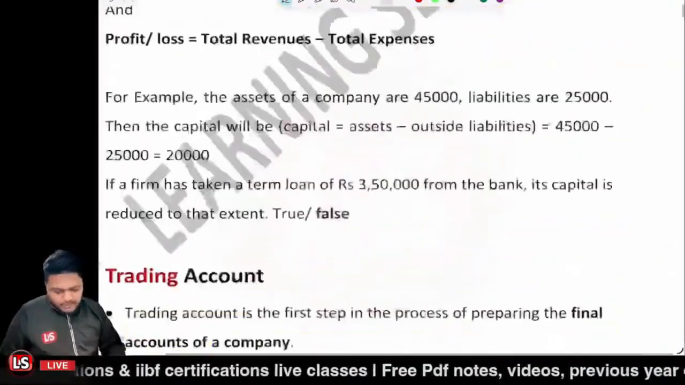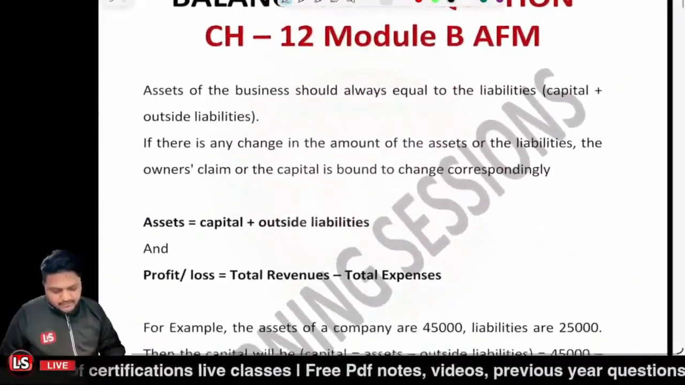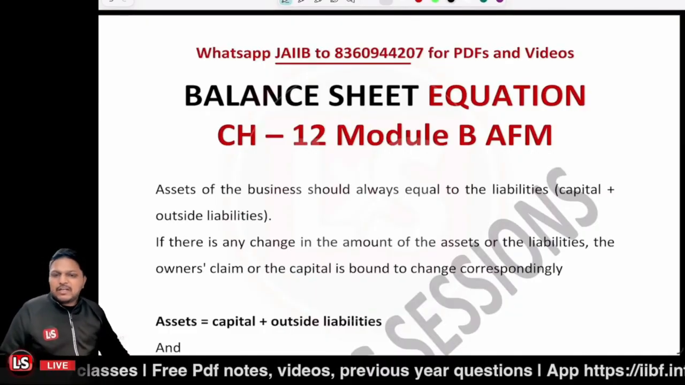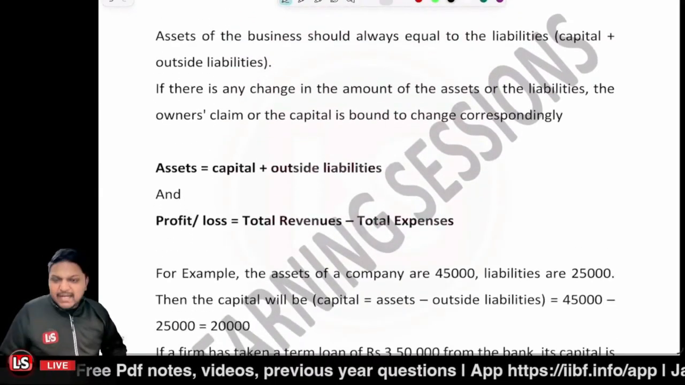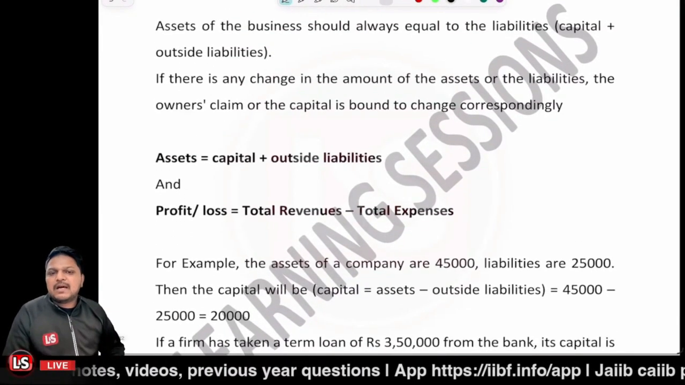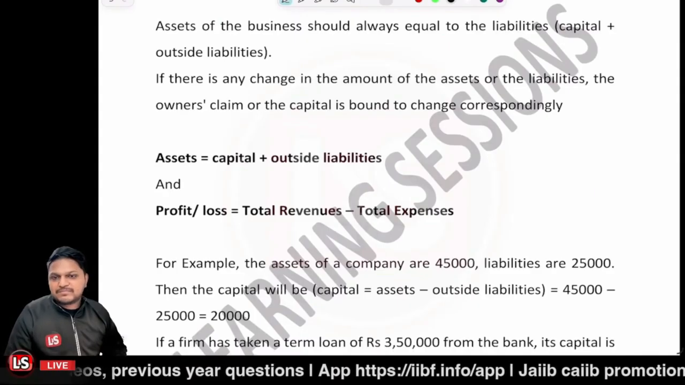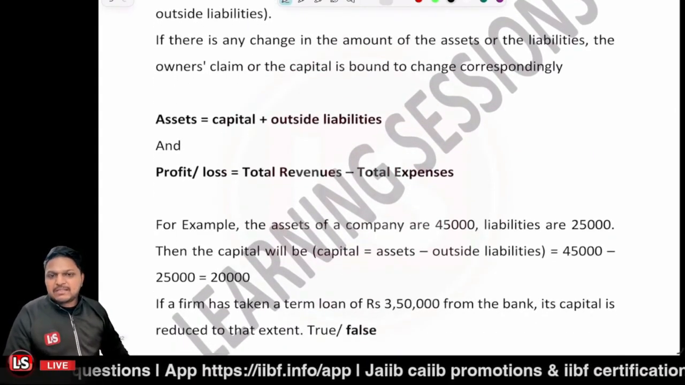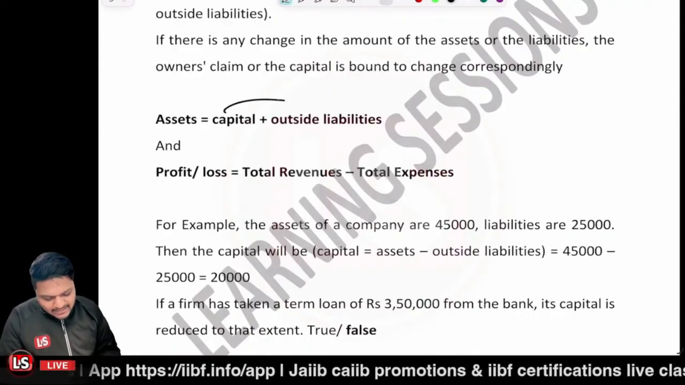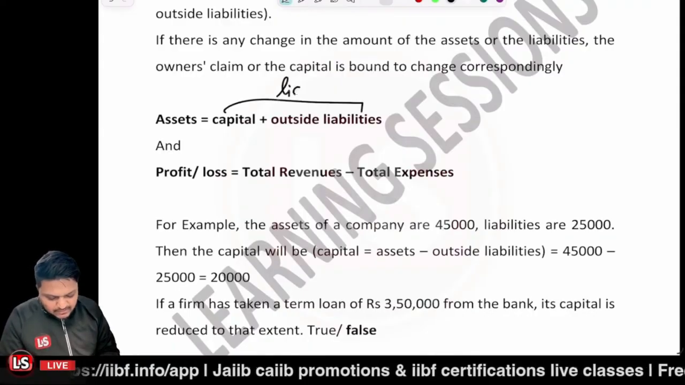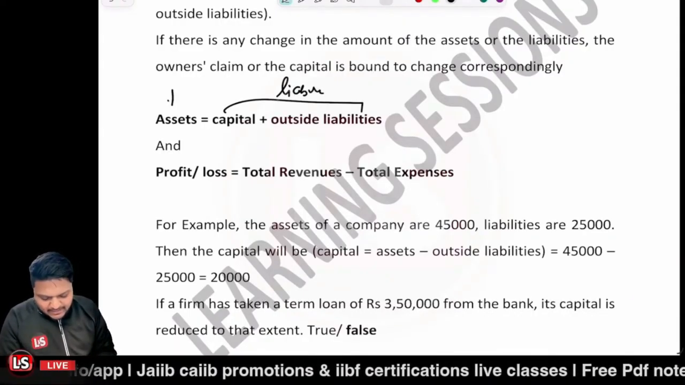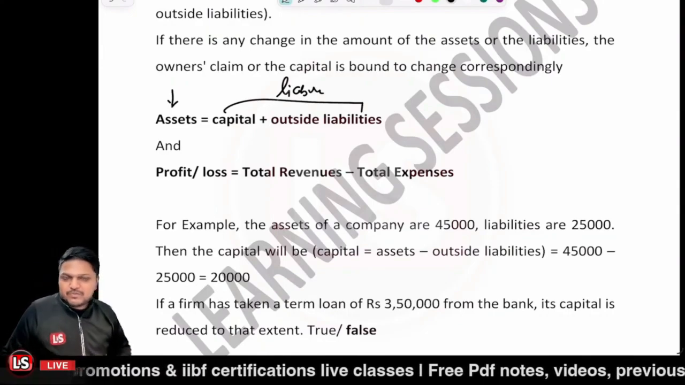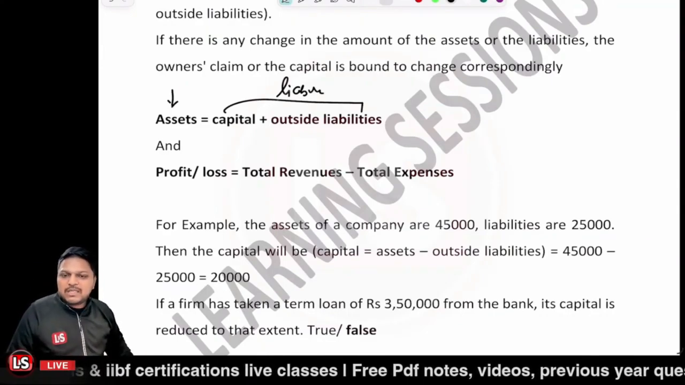Now come back to page number 1 here so that we can understand it well, right? This is the same thing which is written over here: assets are equal to capital plus outside liabilities. Now this total is a liability on the business, and these are the assets. So these both must be equal.